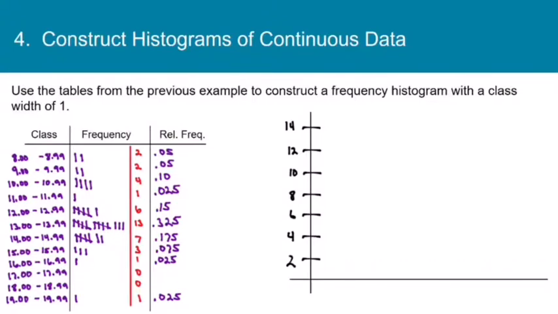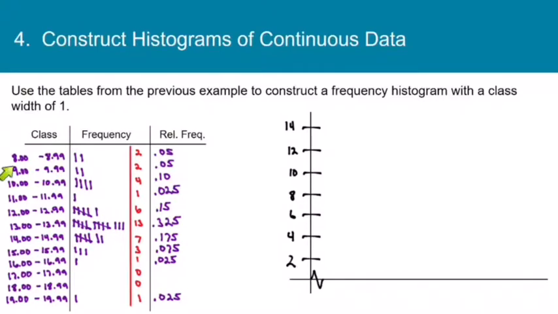Notice that the first class that we used starts at 8, so technically I should start here at 0 and count out to 8, but that would be a lot of blank space before we get to our first bar. So what I'm going to do is put that little break symbol to indicate that we have taken a shortcut, and our first tick mark will be at 8.